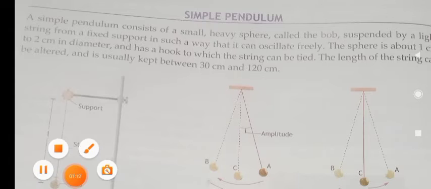Yes. So far we have discussed the different types of motion. Am I right, children? Did you understand all these types of motion? Hope you did. Now we are going to learn about the simple pendulum.